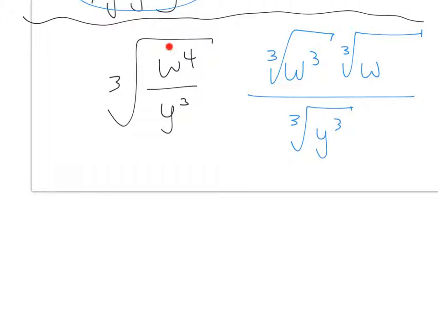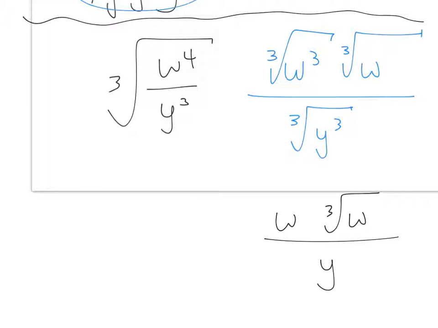So if this had been w to the 8th, I would have written it as w to the 6th times w squared, because 6 is a multiple of 3. If this had been w to the 13th, I would have written it as w to the 12th times w. So as many w to the 3rds as you can get. Because the cube root of w cubed is just w. And the cube root of y cubed is just y. And then the cube root of w gets carried down.